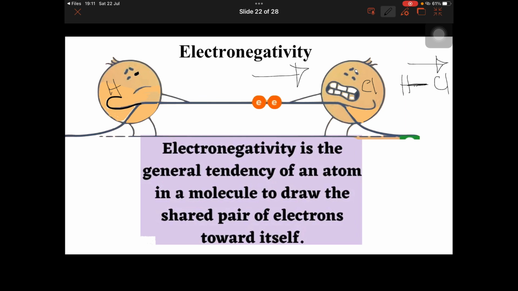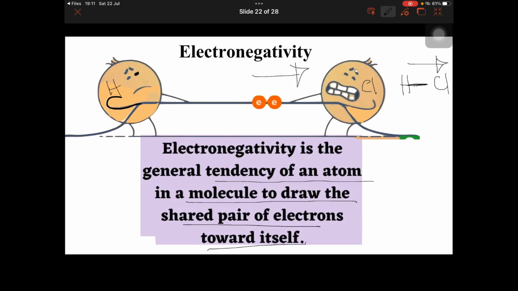So there is a general tendency of certain elements to attract the electron cloud towards itself, or to draw the shared pair of electrons towards itself, which is known as electronegativity. So it's a general tendency of an atom in a molecule to draw the shared pair of electrons towards itself.